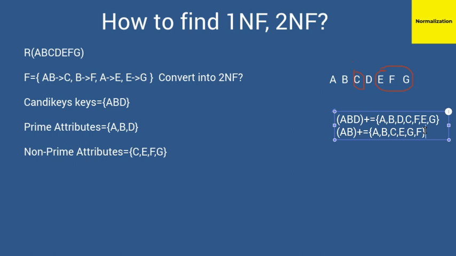So we need to divide the table in such a way that we separate out AB and its dependents, and make a copy of it. First of all, we need to erase the previous one so it will be clear for you.